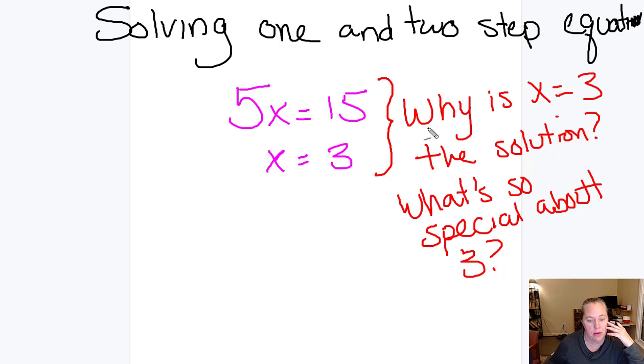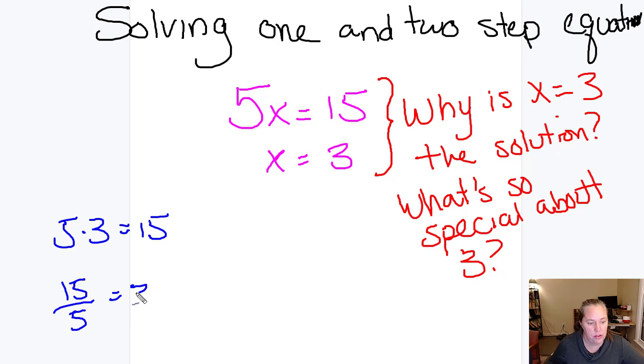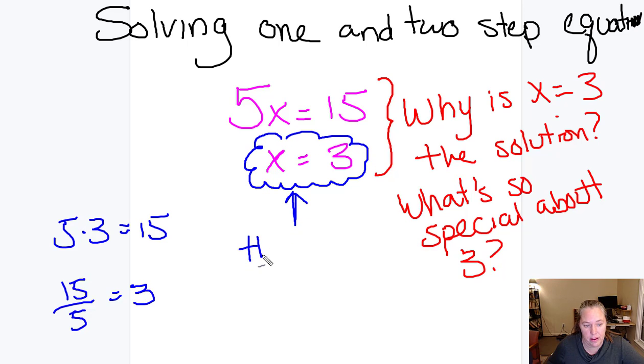So a lot of people, some of the things that you might have come up with about what's so special about 3 is you might have come up with 3 times 5, 5 times 3. Hang on, I'm trying to change the color of this. Sorry. You might be coming up with, well, 5 times 3 is 15. You might be coming up with 15 divided by 5 gives us 3. Okay. And you're not wrong. Really, what's special about 3 is that 3 is the value that makes the equation true. It's the only value.